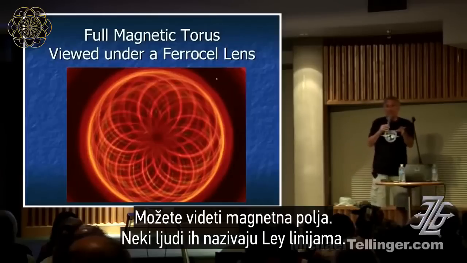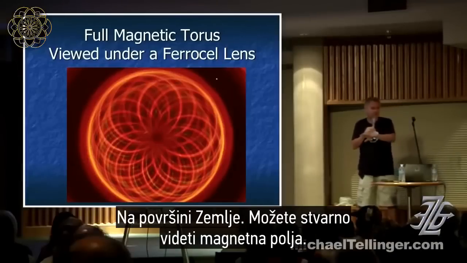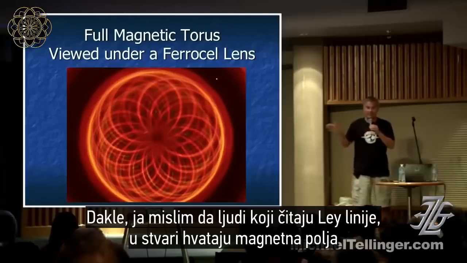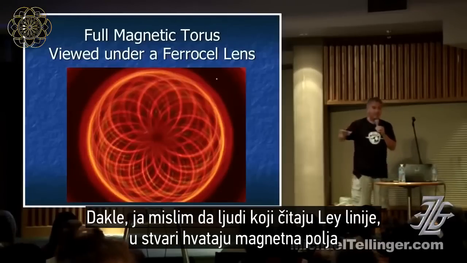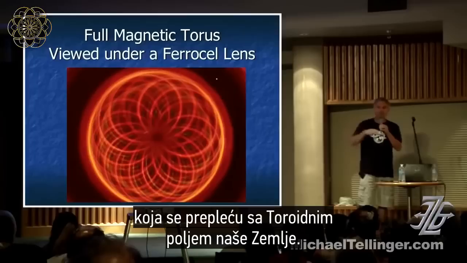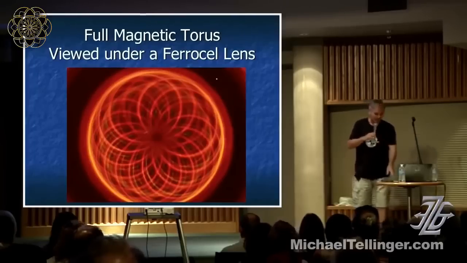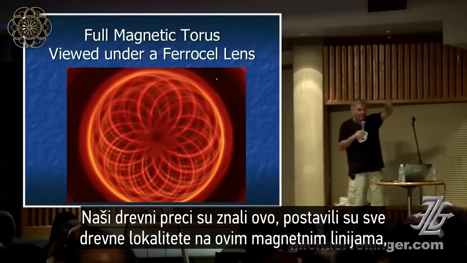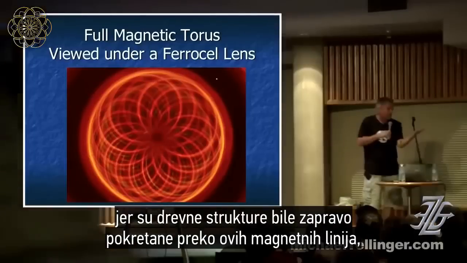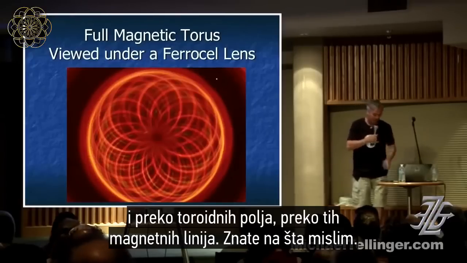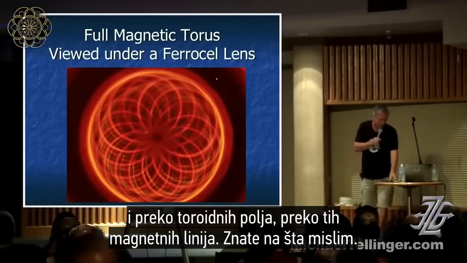Some people would call this the ley lines on the surface of the Earth. You can actually see the magnetic fields. So I'm suggesting that people who are reading ley lines are actually picking up the magnetic fields that crisscross the toroidal field of our planet. And the ancients knew this. They put all the ancient sites on these magnetic lines because their ancient structures were actually driven by these magnetic lines and this toroidal field. You know what I mean?